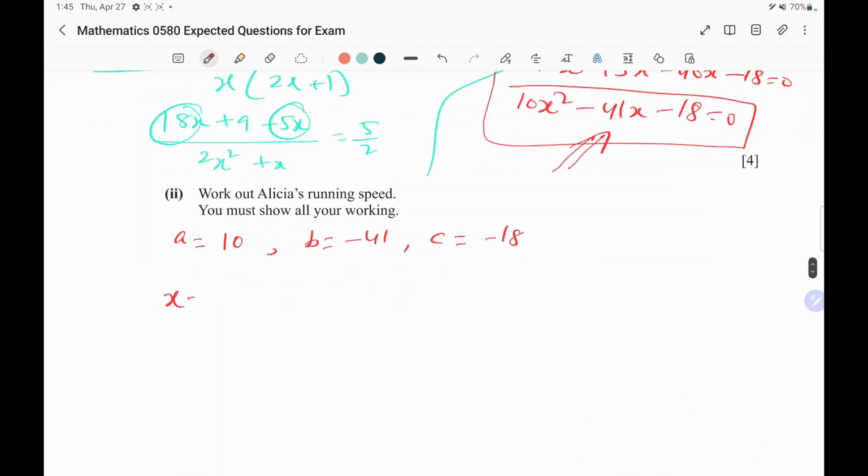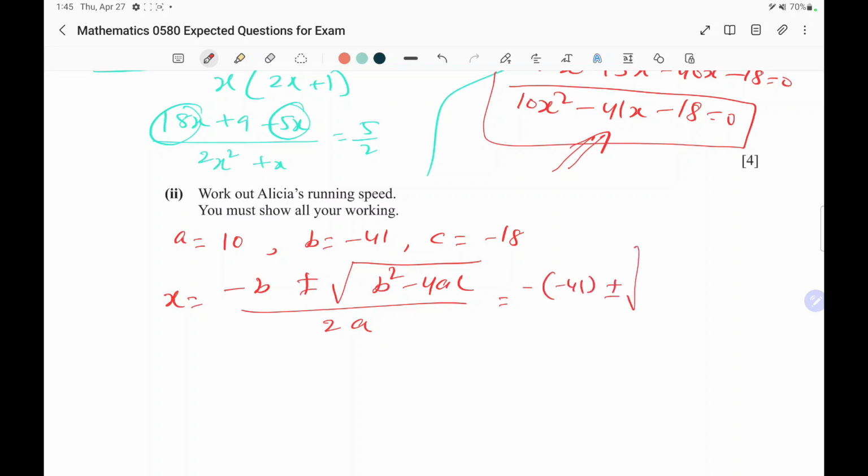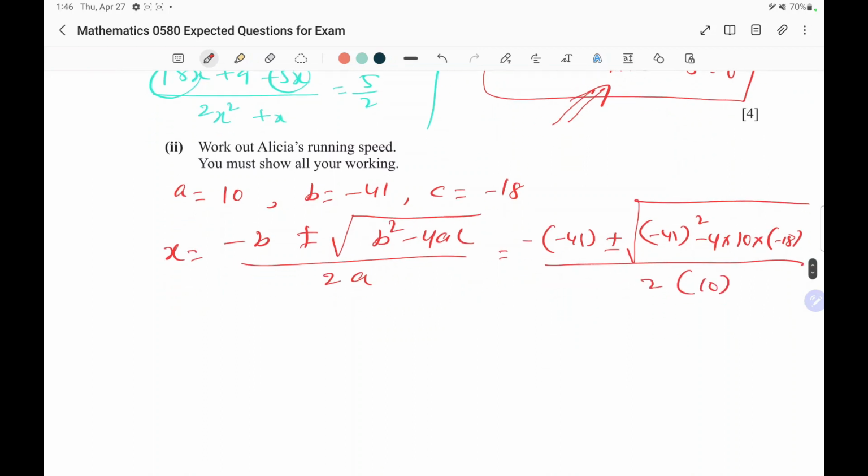So x will be minus b. It's very important to write the formula: minus b plus minus root of b squared minus 4ac over 2a. So minus, and b is minus 41. Now plus minus root of b squared, so minus 41 whole squared minus 4, a is 10, and c is minus 18, over 2 times a. Now x is minus times minus 41, that's plus 41.